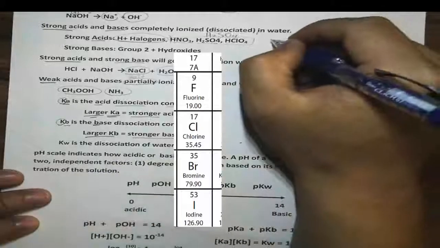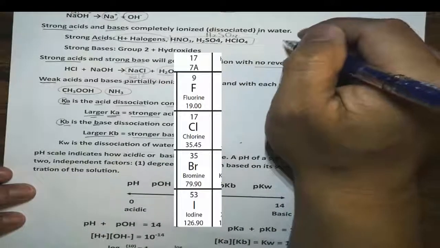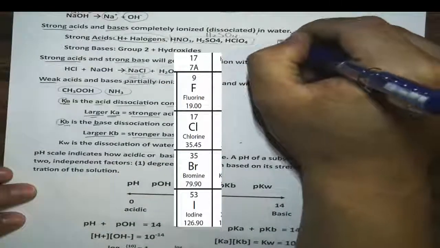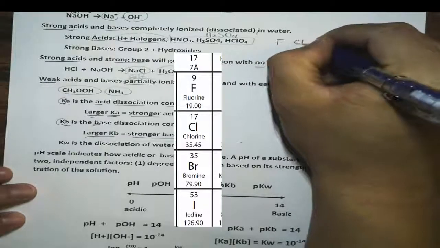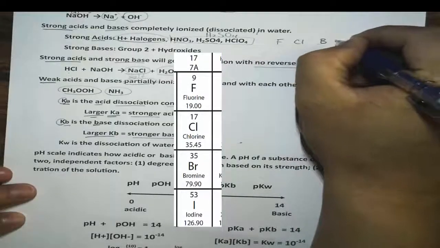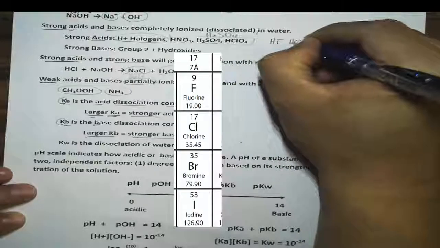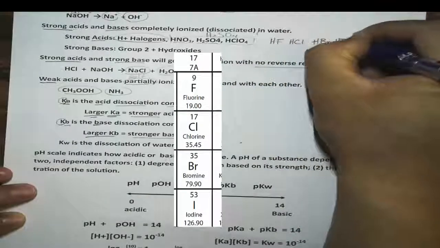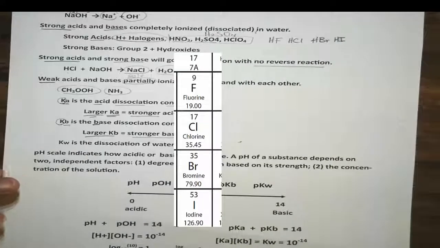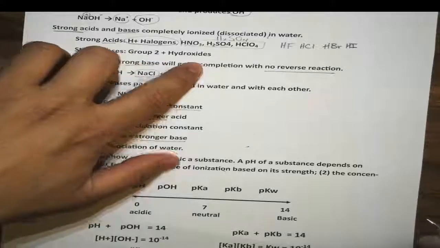What do I mean by that? You look at the periodic table, right? We know the first halogen is F, the second one is Cl, then Br, and I. And all you do is add an H in front of it. And all those are strong acids right there. Isn't it easy? And for the strong base, it's just group 2 plus the hydroxide.